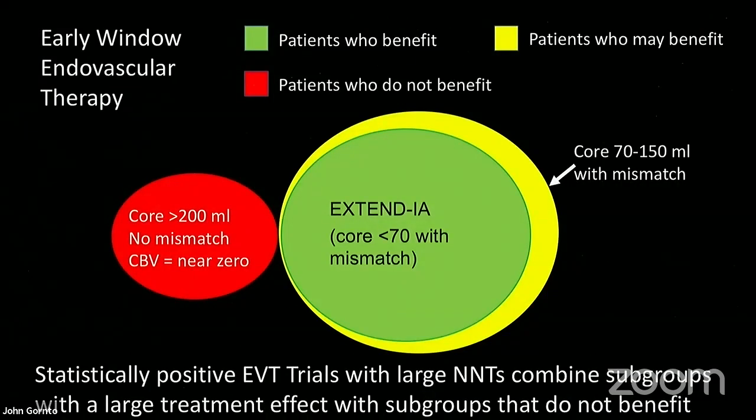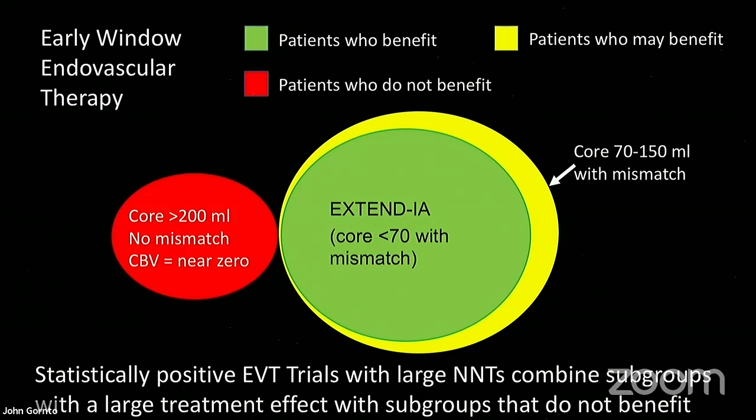All right, so we go back to where we were in the earlier talk and say the world exists of patients who have salvageable tissue and can have big benefit. Some who have less salvageable tissue can have small benefit. And this red zone of patients who I believe are harmed or at minimum have no benefit.